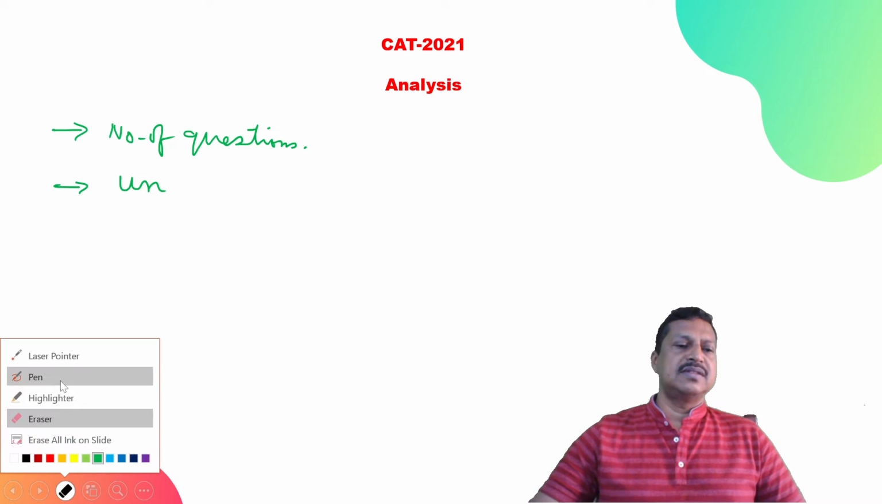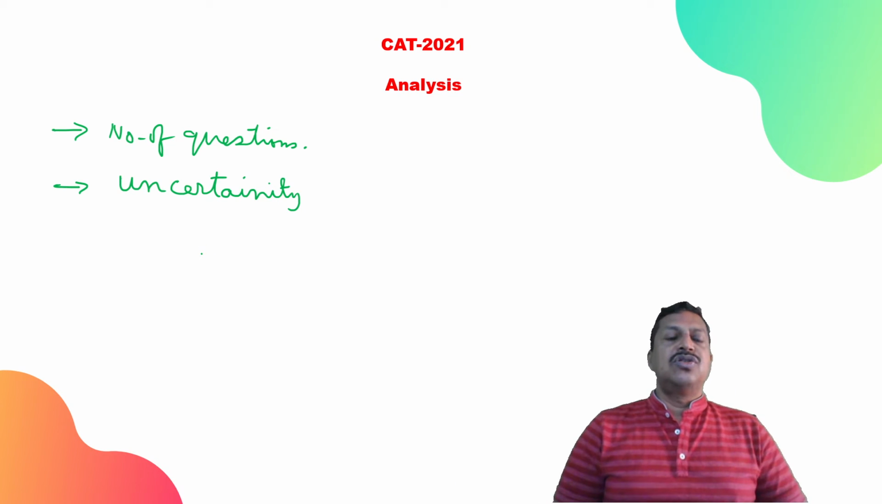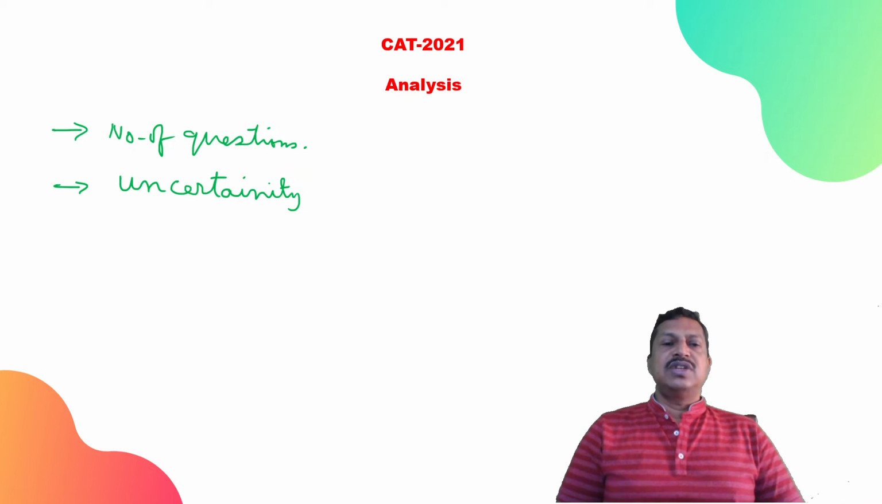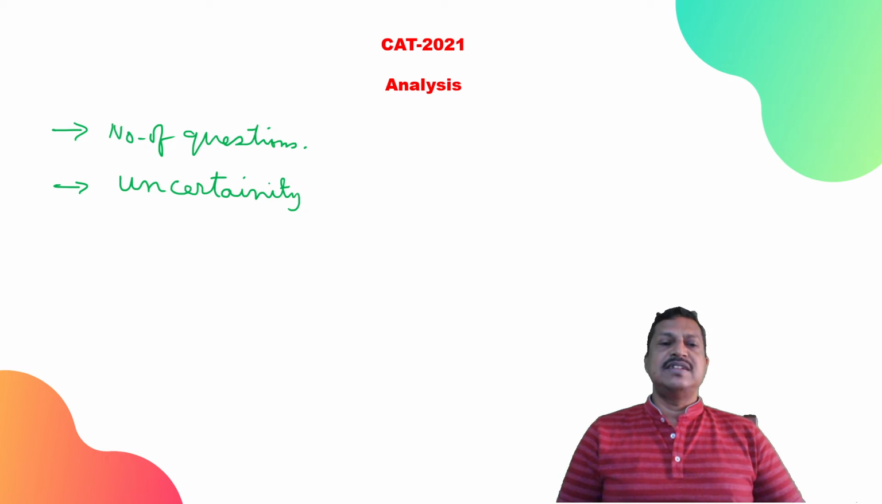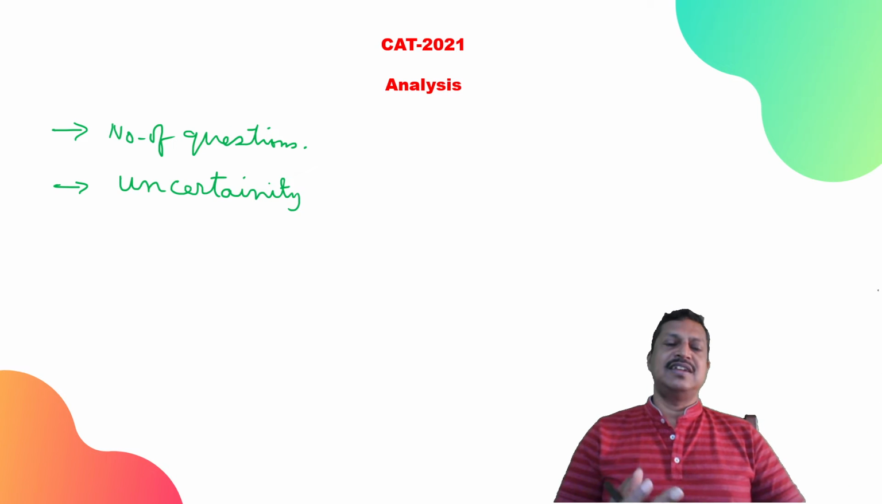What happened over here is uncertainty, right? Here the test takers did not know how many questions would be coming. Test takers would know only when he or she started taking the test. When there is uncertainty, if you look at the history of CAT, right? When there is a change of pattern, when there is uncertainty, in all the cases, the cutoffs went low.